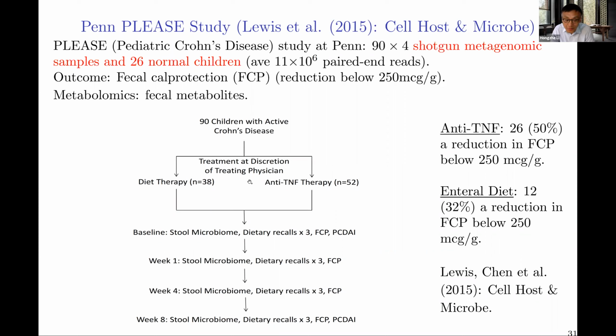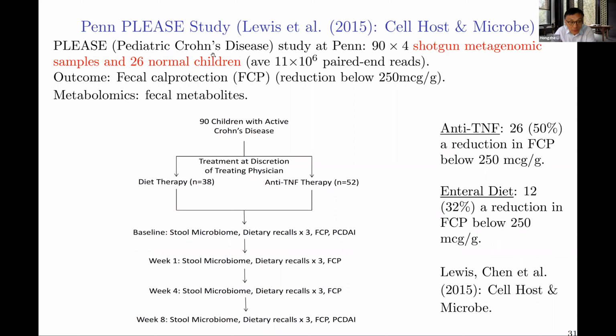It's really determined by the treating physicians. So, we give them treatment, and at baseline, we measure the stool microbiome by performing shotgun metagenomic sequencing. During the follow-up, we follow those kids for a total of 8 weeks. At week 1, week 4, and week 8, we obtain the stool microbiome samples and perform shotgun metagenomic sequencing.